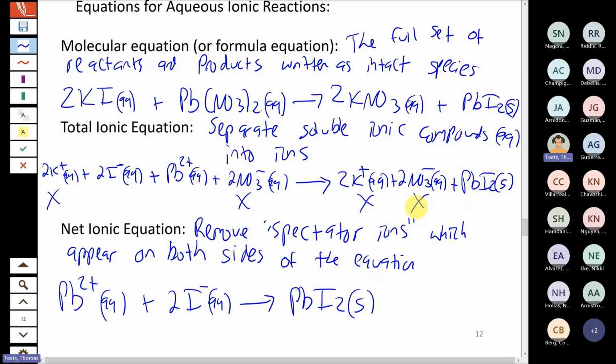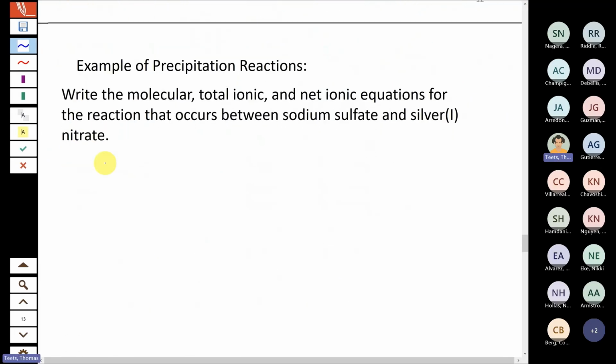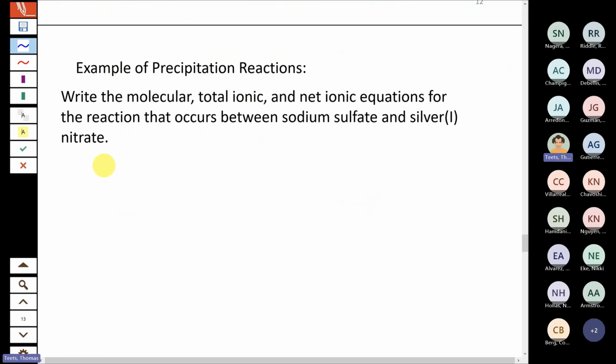All right, so then what we also will move on to is some example questions that use that. So we want to write the molecular, total ionic, and net ionic equation for the reaction that occurs between sodium sulfate and silver(I) nitrate. All right, so there's 3 steps here. We would not have you do all of these for a homework question, but at least one of these 3 you'd have to do.